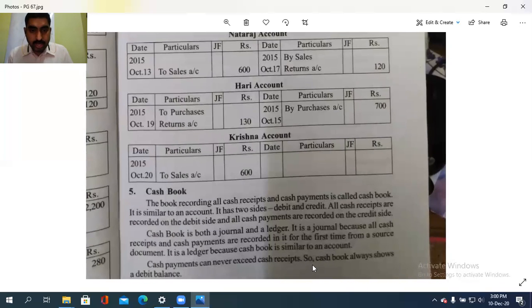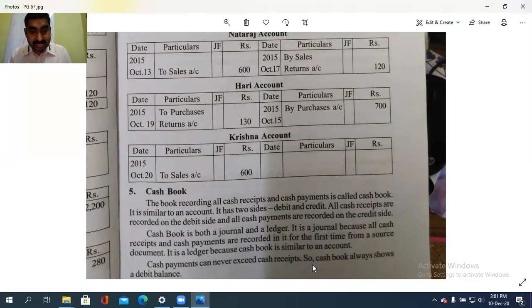A book recording all the cash receipts and cash payments is called a cash book. It is similar to an account as it has two sides, the debit and the credit side. All the cash receipts are recorded on the debit side, and all cash payments are recorded on the credit side. It is the same as a cash account. All the receipt items, that is the cash receiving part, come on the debit side, and the payment part, that is the expense part, is on the credit side.